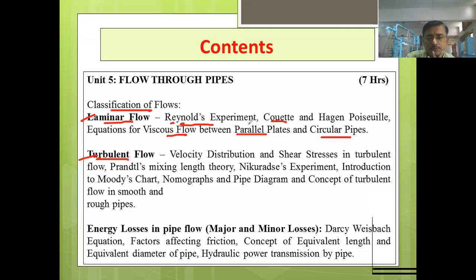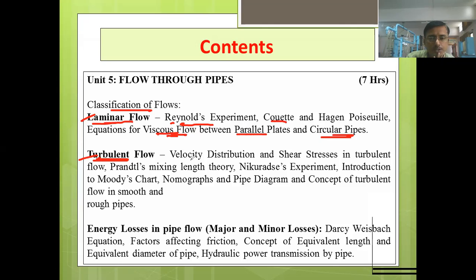Reynolds experiment, then Couette flow and Hagen-Poiseuille equations for viscous flow. Viscous flow means laminar flow between parallel plates and circular pipes. These things we are going to learn in this laminar flow.